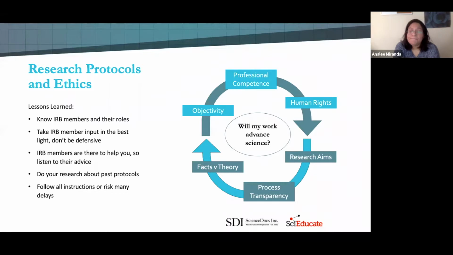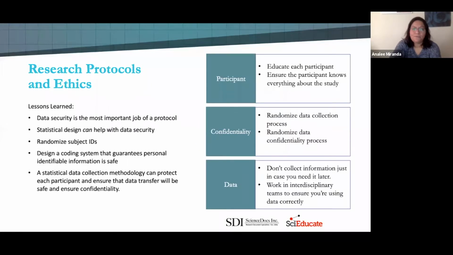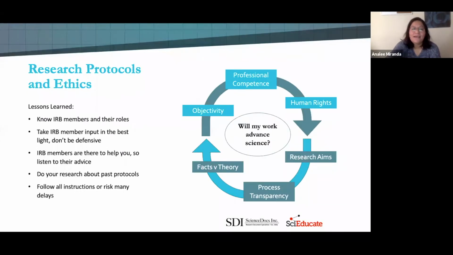Objectivity. Objectivity goes hand in hand with human rights, especially in an IRB study, an IRB protocol. And so we're going to talk a little bit more about that later, but what is really connected with those two things is, will my work advance science? Okay, so human rights and objectivity are kind of tied to that: will my work advance science?